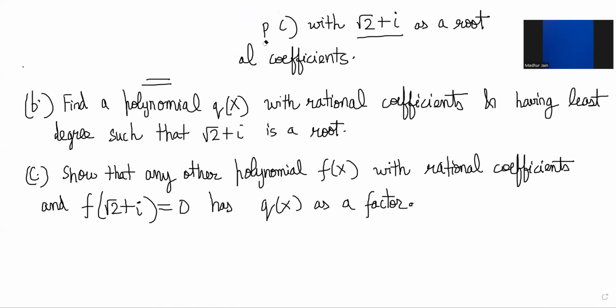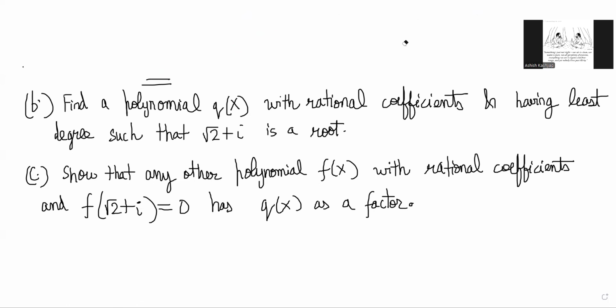Sir, we can take the other root to be minus root 2 minus iota. Minus root 2, why are you taking that? Sir, it will cancel out. Minus root 2 minus iota is not the conjugate of root 2 plus I. Do you understand?